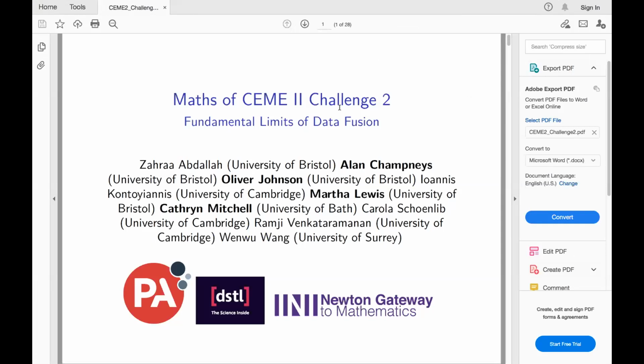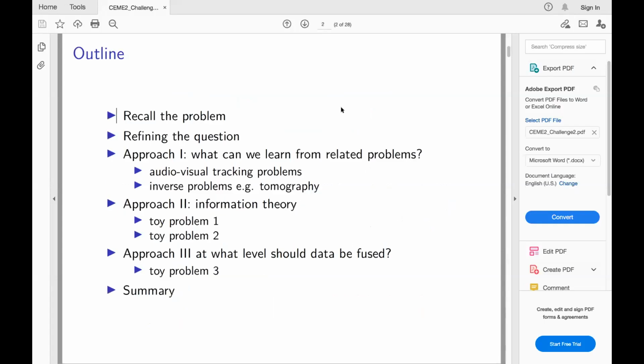Okay, so this was challenge 2, which was the fundamental limits of data fusion. We had a really good mix of expertise in the room, which I thought was fantastic. We had some experts in information theory, some people in machine learning, artificial intelligence, people in image processing, both from an EE and a mathematics point of view. And I think we all said we learned a lot just from talking to each other, even if what we've done on this problem is not actually helpful. So this is essentially the batting order.